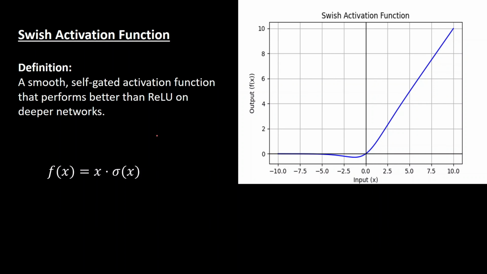Then we have the swish activation function. It is just like the sigmoid function, but you can see over here that there is an x multiplied with this one. And you can see that this is performing better than the ReLU function, okay. So this is a better version of the ReLU.